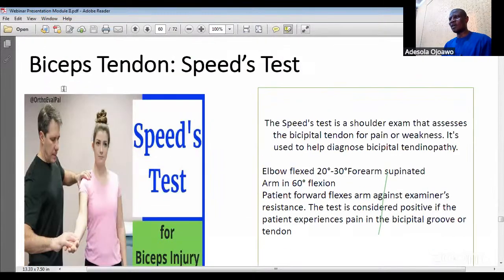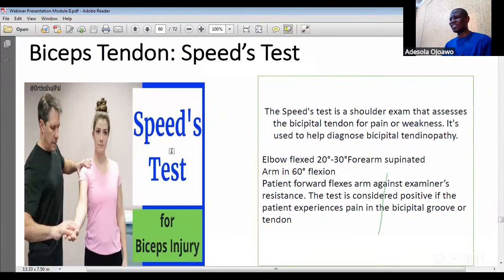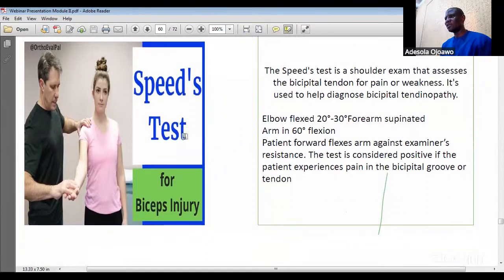All right, we have the biceps tendon. We call it the Speed test. How do you do that? The elbow is flexed to 20 to 30 degrees, and the arm is abducted to 60 degrees. Then you tell the patient to flex the arm and you resist it against your hand. It examines the biceps tendon or weakness. We call it the Speed test.